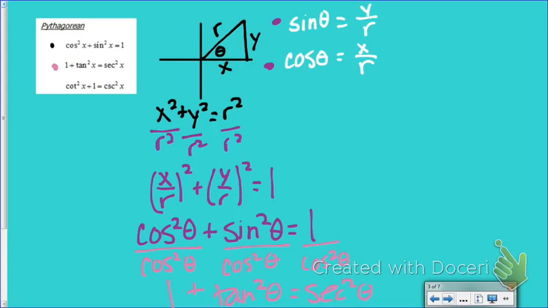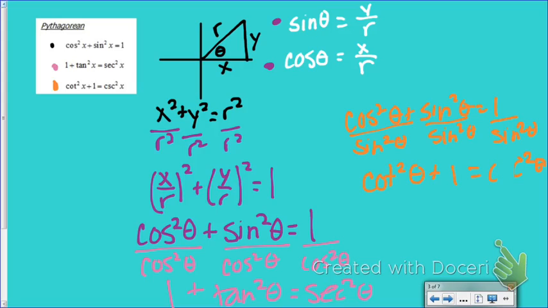Now if I want to do the third, that third one comes from, again, that Pythagorean identity. So I'm going to start with cosine squared plus sine squared. And this time, instead of dividing by cosine squared, I'm going to divide by sine squared, just to change this up a little bit. So cosine squared divided by sine squared is cotangent. Sine over sine is 1, and 1 over sine squared is cosecant squared. So that's where the third Pythagorean identity comes from.